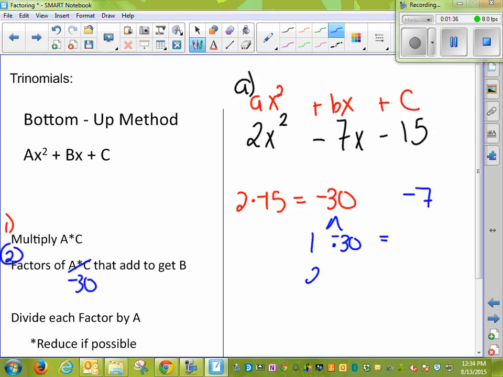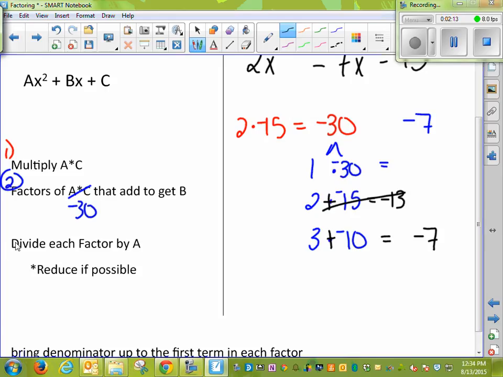Let's try 2. 2 times 15. Again, make the 15 negative. So that way when we add it together, it will give me a negative answer, which doesn't work. So let's try 3. 3 times 10. Put the 10 as a negative. So 3 times negative 10 gives me negative 30. Add them together, and indeed, I have negative 7. So my factors are 3 and negative 10. That was step 2.